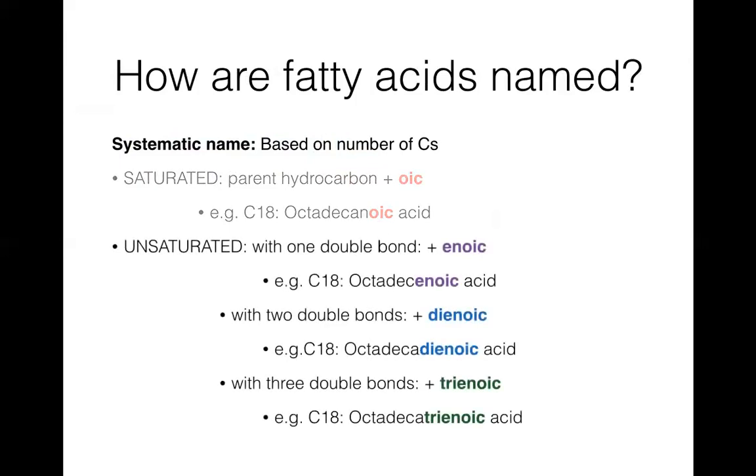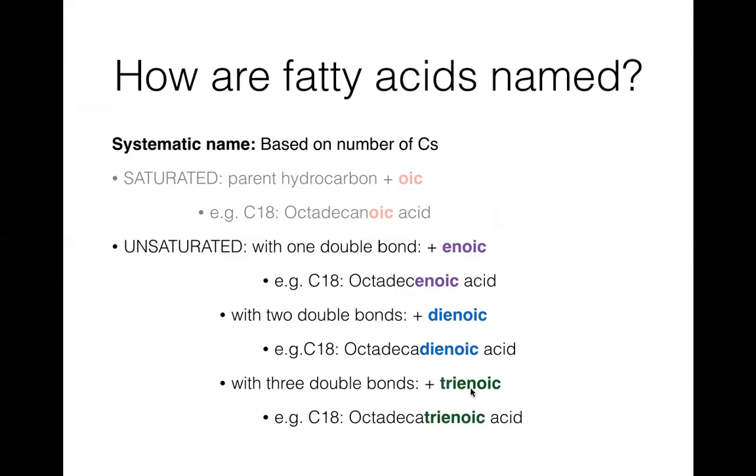And what about for unsaturated fatty acids? Well, the system is still the same. The name is still based on the number of carbons, but what changes now is the suffix. If it only contains one double bond, the suffix is now enoic. If there are two double bonds, the suffix is now dienoic. Naturally, for three double bonds, the suffix is now trienoic.